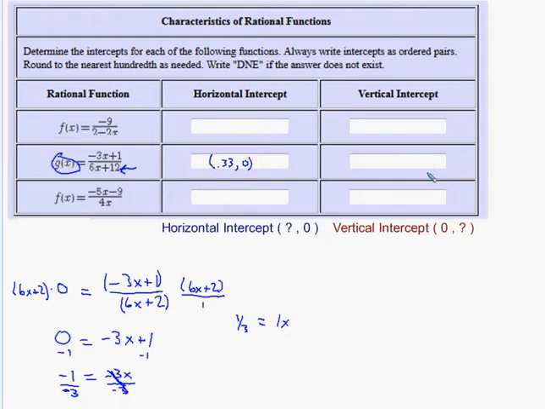Now for the vertical intercept. The vertical intercept, as I said before, is actually a little simpler. You replace x with 0.